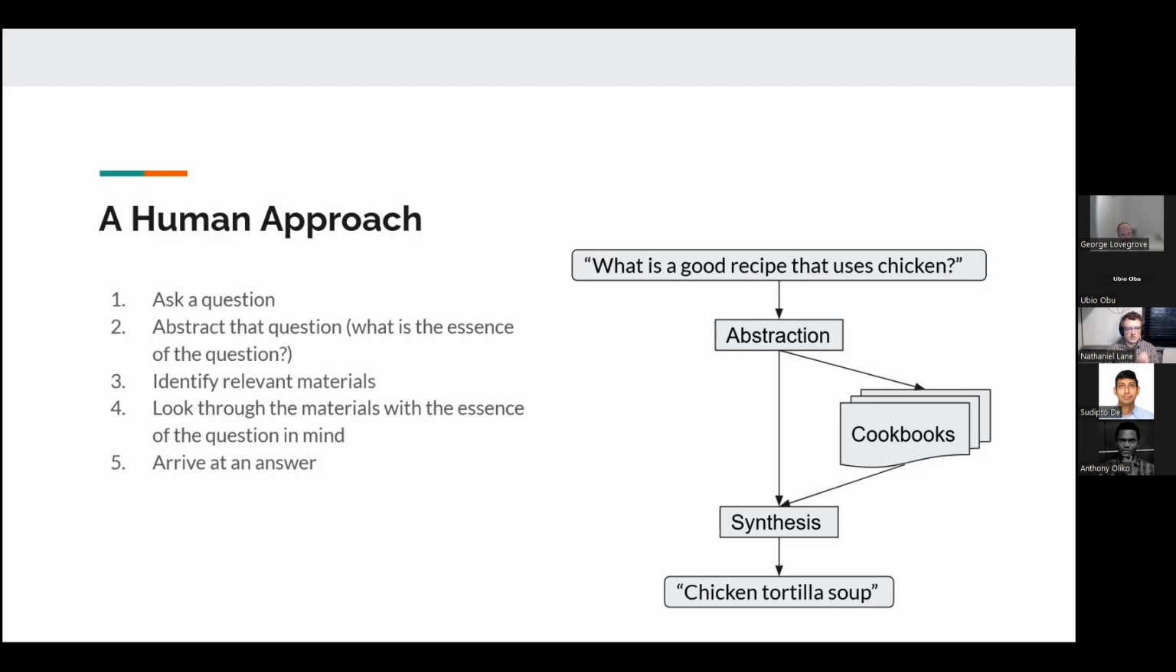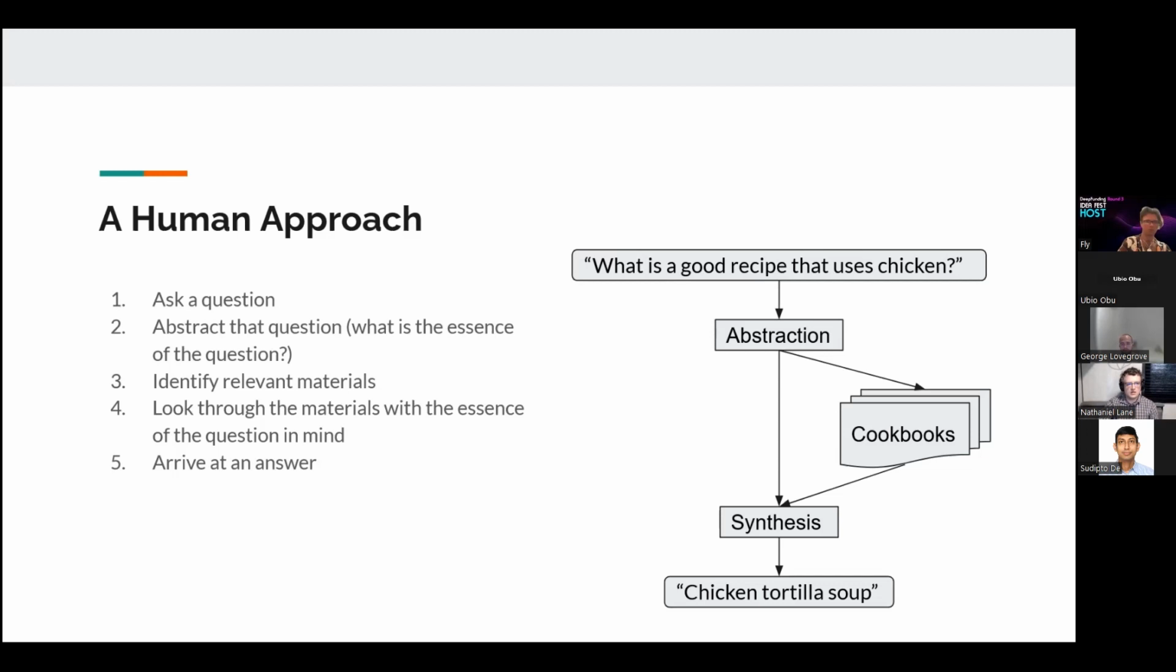We can use that to identify relevant materials to search through. So we're going to want to look at cookbooks. We're not going to be interested in computer science textbooks or history textbooks or literature textbooks. It's cookbooks. Then we can look through those materials with the essence of the question in mind. We can synthesize the abstraction of our question with the information contained within the cookbook. We can look through the table of contents for chicken. We can look through the index for chicken and identify our answer, which in this case may be chicken tortilla soup.